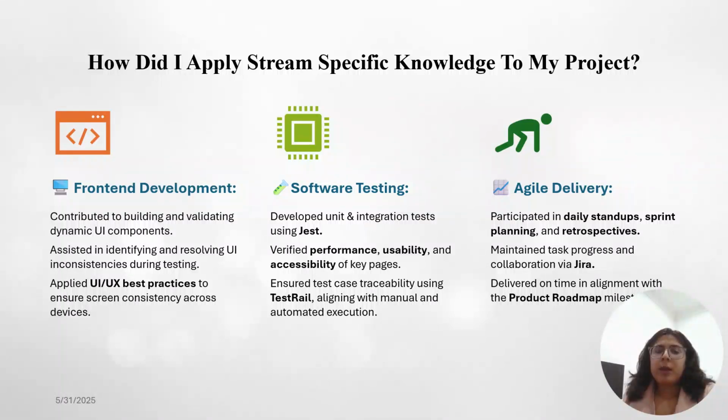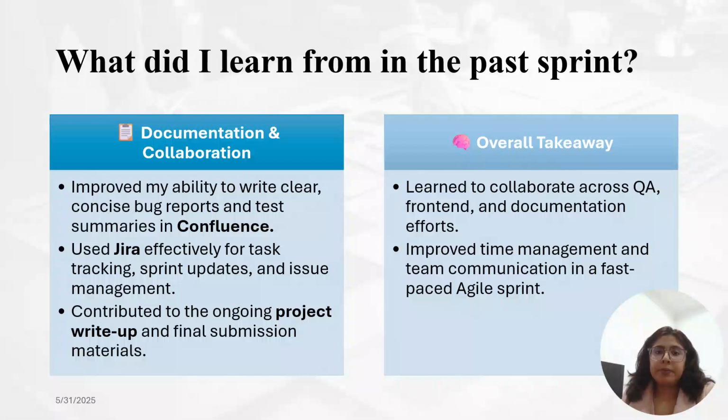Now let's see how I applied STEM specific knowledge to my project. As a front-end developer, building dynamic UI components was very essential. Then I assisted in identifying and resolving UI consistency issues during testing. For software testing, I developed unit and integration tests using Jest, and I also verified performance, usability, and accessibility testing as well. For agile delivery, we maintained the daily stand-up, sprint planning, and test retro as well. We maintained task progress and collaboration via Jira.